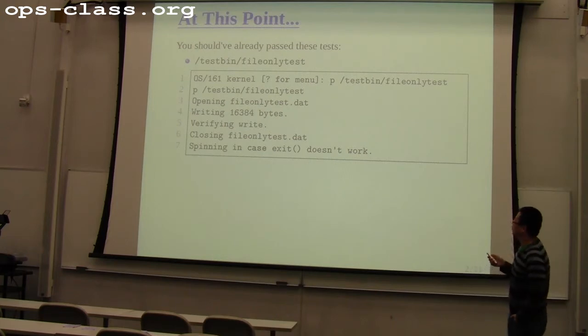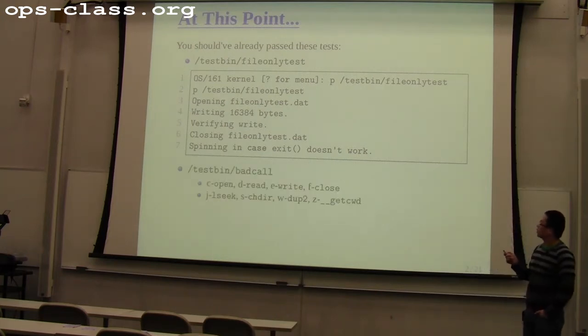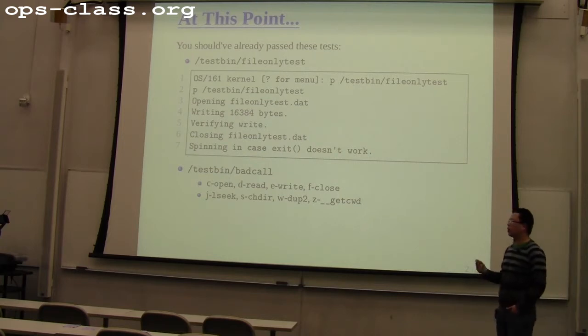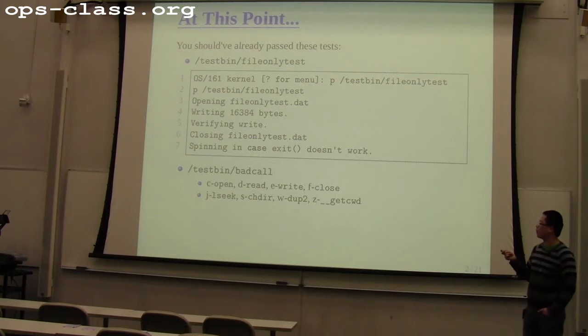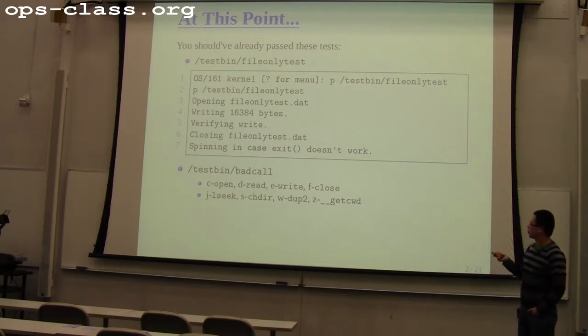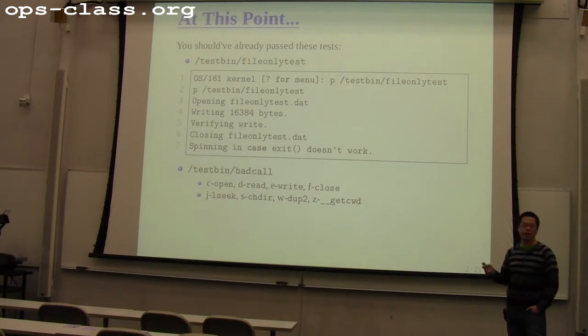Great. And there is another test program called bad-call. Basically, it will pass in all kinds of bad arguments to test your argument checking. So you probably want to test this. After you enter the OS/161 menu, run p test bad-call, you will see a bunch of options. Basically, you can choose which function to test. In terms of file syscalls, you want to test this to make sure that you defend against all possible bad arguments.